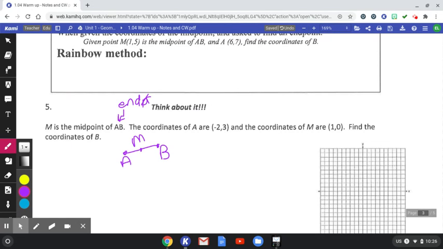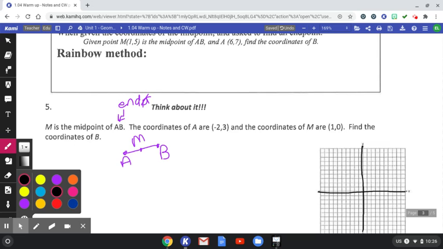M is in the middle. So if the coordinates of A are negative 2, 3, I'm just going to trace over my x-axis and my y-axis so I remember where the middle there is. So the coordinates of A are negative 2, up 3. So when we graph, I want you to label. The midpoint is 1, 0. Where is B going to be? So if this is A, this is M, B has got to be down here somewhere, right?